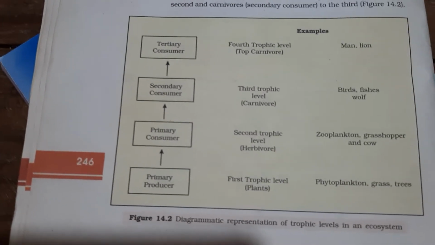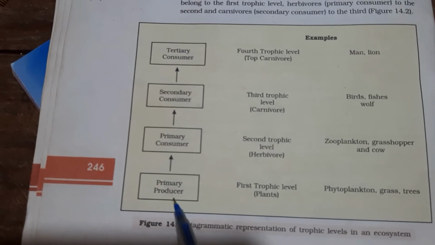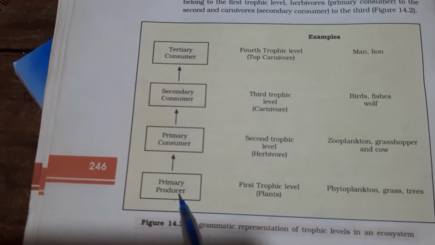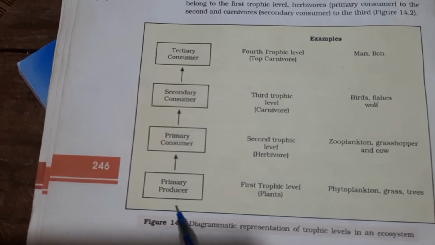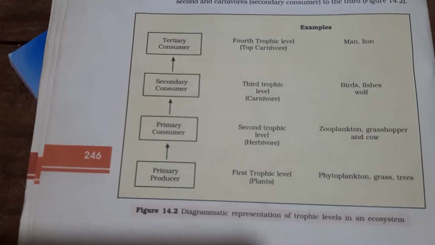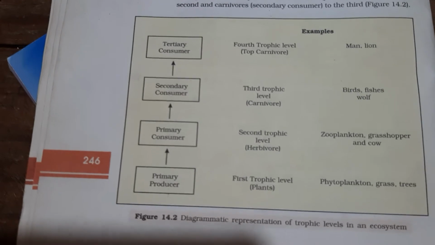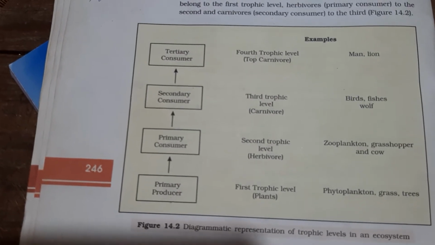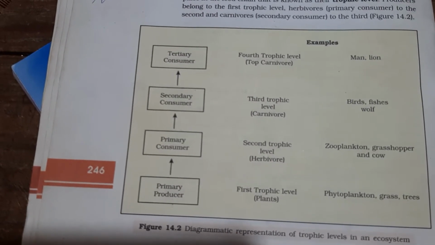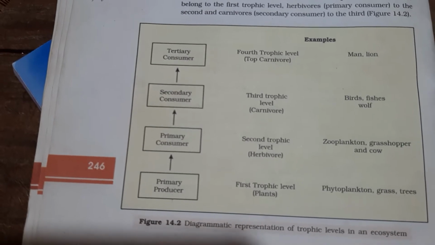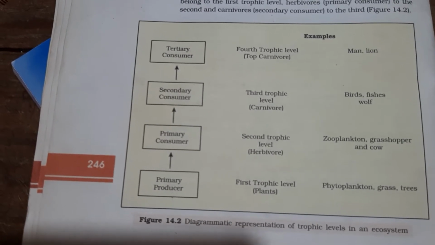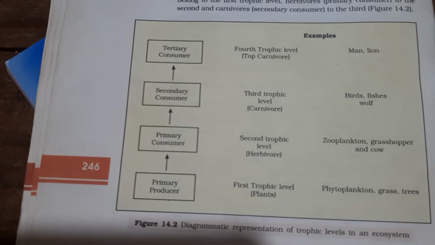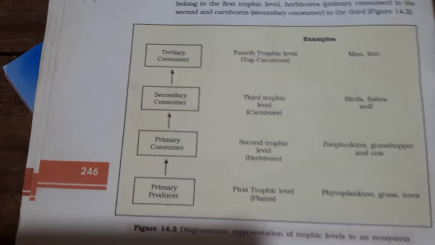So primary producers are the starting point of trophic levels. So what are the trophic levels? Trophic levels are the levels which show different types of living organisms, including plants and animals, having different natural survival rates.